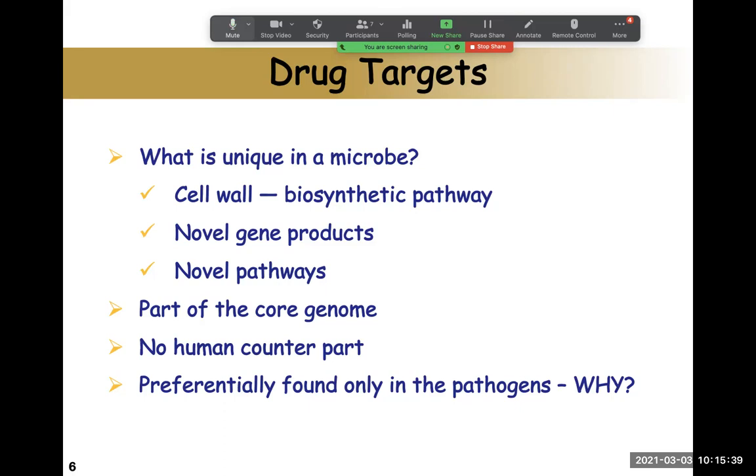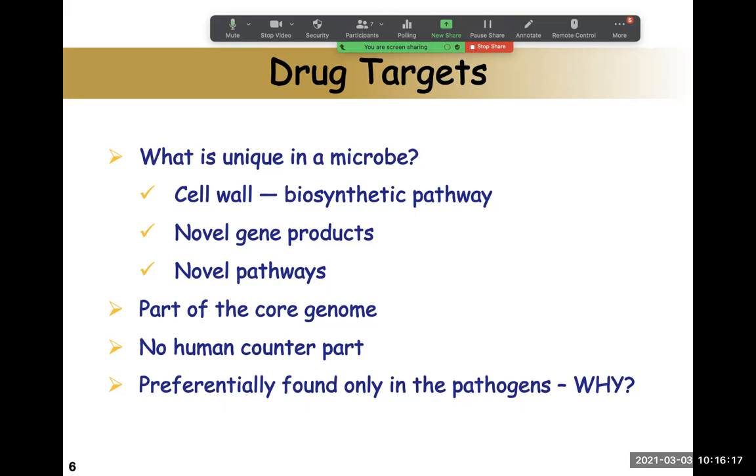So if you make an antibiotic that targets part of what we call the accessory genome, the genome it acquired, what happens is the bacteria says, oh, you are targeting my accessory gene, I'm going to kick it out. I don't need it to survive. So they kick it out. If you focus on something that the bacteria absolutely needs to survive, then that's a better target. And of course, we don't want any side effects, and we do want to make sure that there is no human counterpart. Again, it's preferentially found only in the pathogens.